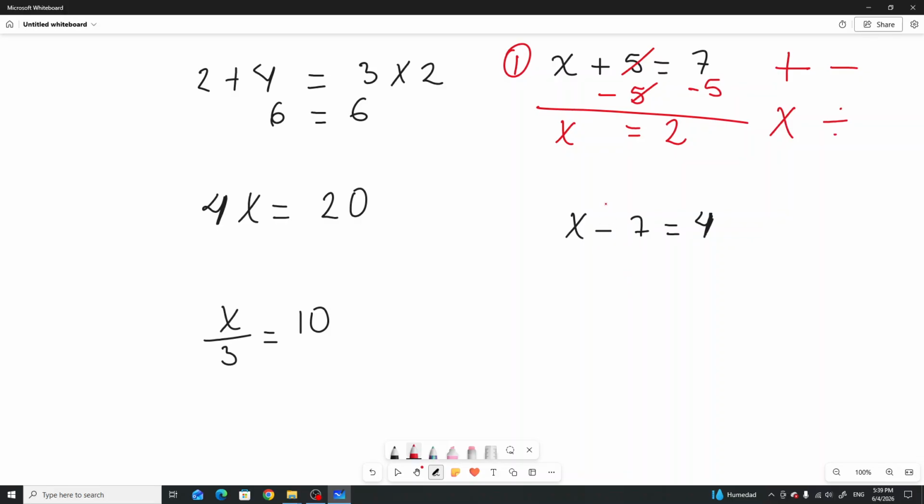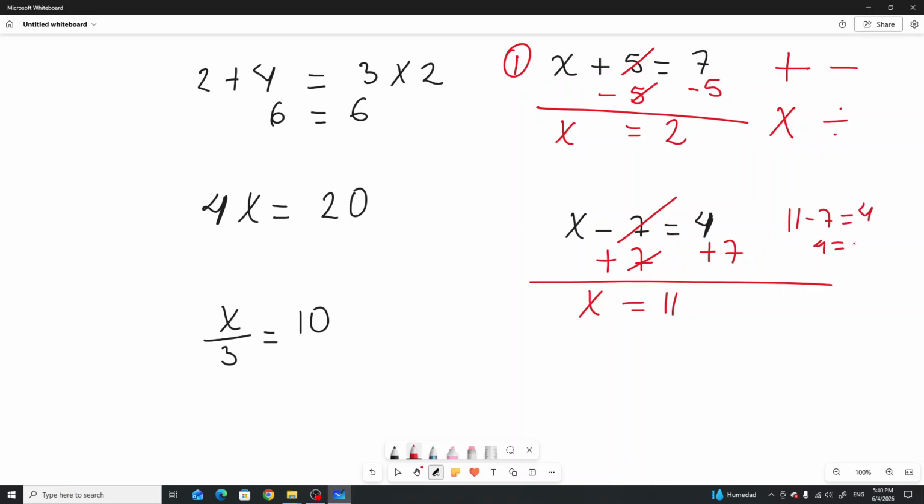Now I'm subtracting the variable. I had to do the opposite operation of subtraction, which is addition, and then plus 7 on both sides. I had to do the same thing on both sides, right? I cancel these out because negative 7 plus 7 gives 0. And then I bring down the x, and 4 plus 7 gives me 11. If you do the check, which is not mandatory unless you are required by a teacher, 11 minus 7 equals 4. You see, that's an equality of two expressions. 11 minus 7 is the same as 4.